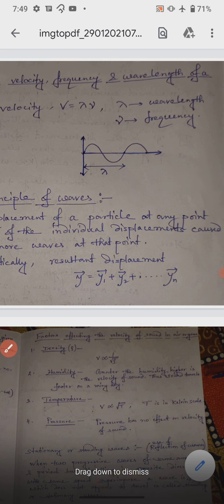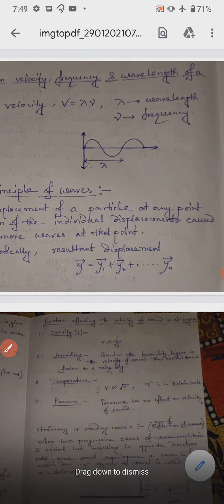The next topic is the superposition principle of waves. Superposition means overlapping. It is said that the resultant displacement of a particle at any point is the sum of the individual displacements caused by two or more waves at that point.